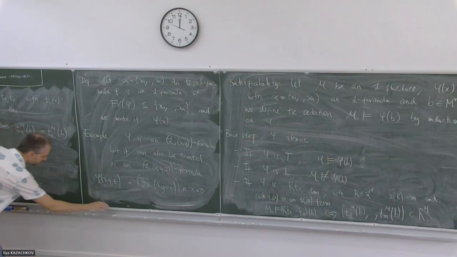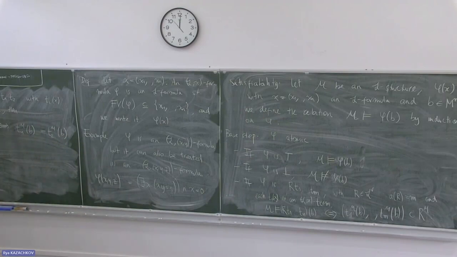for the inductive step. Well, we assume that we already defined these for two formulas phi and psi. So assume this relation has been defined for phi and psi. And now we define it for the new formulas, right? So perhaps I should put it like this, for psi 1 and psi 2, okay? Now, if phi is of the form, the negation of psi 1, for example, right?